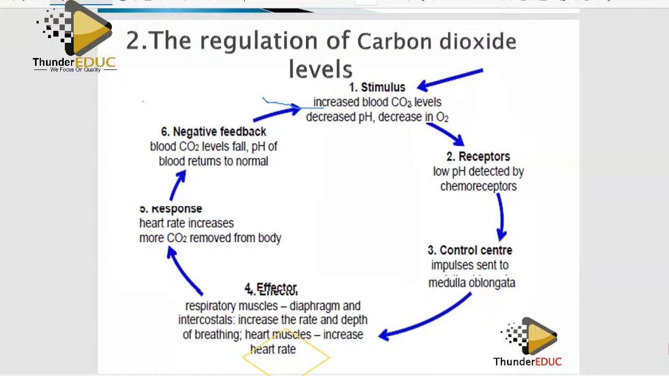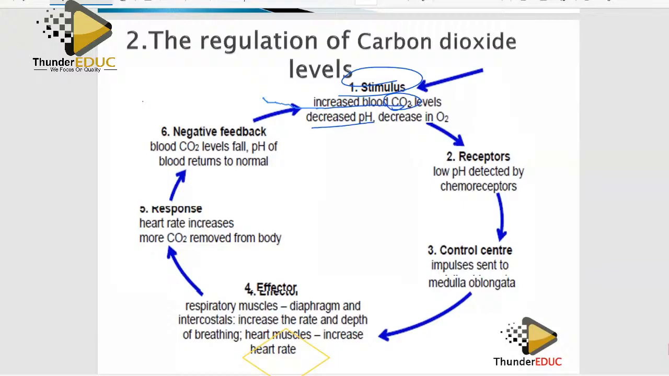We don't want it. So the negative feedback mechanism is to eliminate carbon dioxide from the body. It's the only negative feedback mechanism which is different from any other, so it's the only one which you have to memorize differently. The stimulus is the amount of carbon dioxide in the body. If the amount of carbon dioxide in the blood increases, this will lead to a decrease in the pH and a decrease in oxygen.